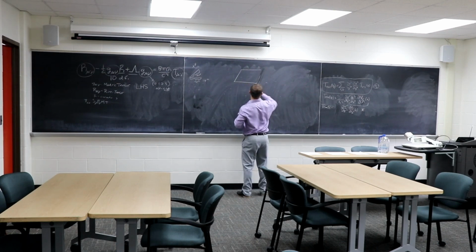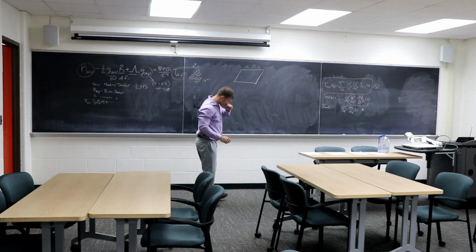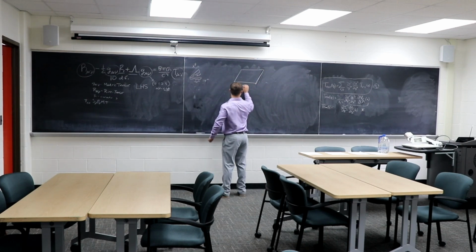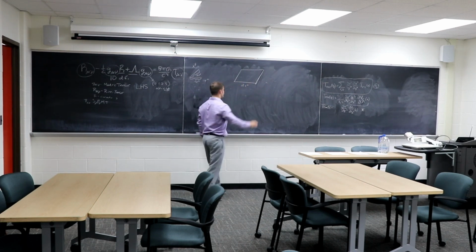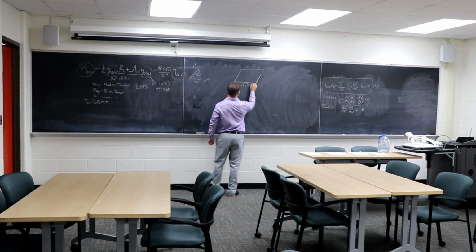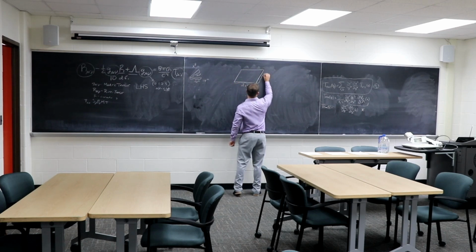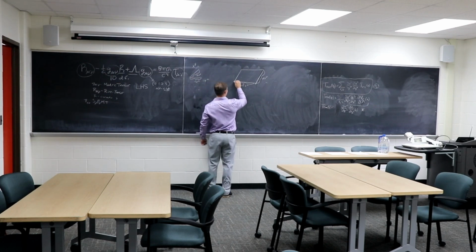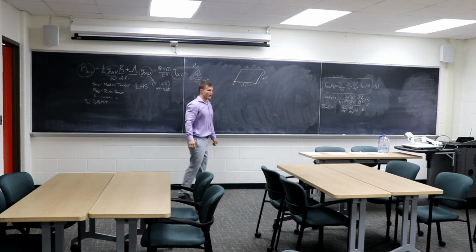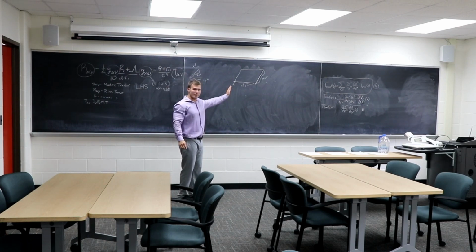That could be drawn better. That'll be good. Where this length here is dx mu, and this length here is dx nu. And what we're going to do is parallel transport around starting at A.